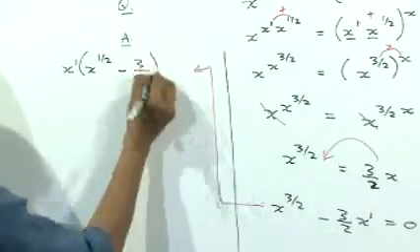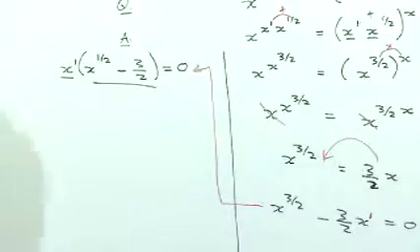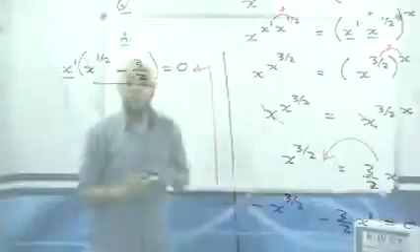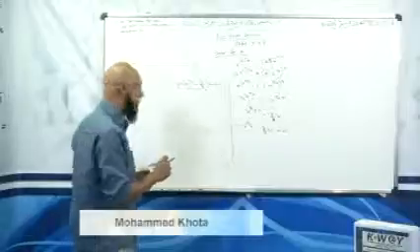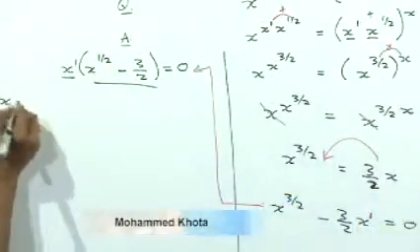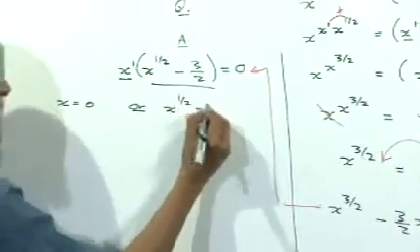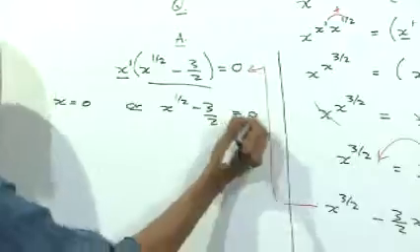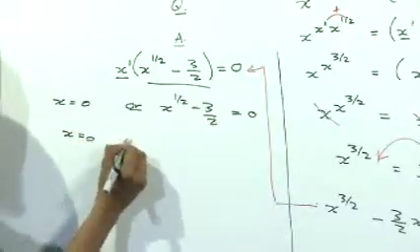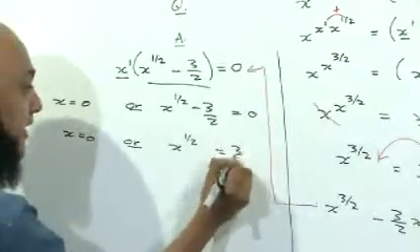3 over 2 is equal to 0. So there we go. We've taken out our highest common factor, and we've got two factors equal to 0. Okay, now I think you know what to do from here. We've got two factors. x is equal to 0, or x to the power half minus 3 over 2 is equal to 0. x is equal to 0, or x to the power half is equal to 3 over 2.